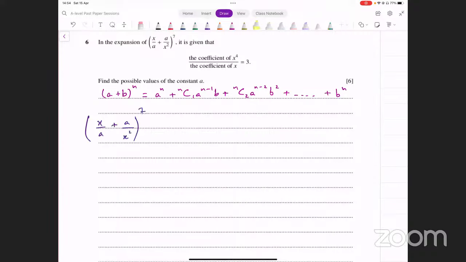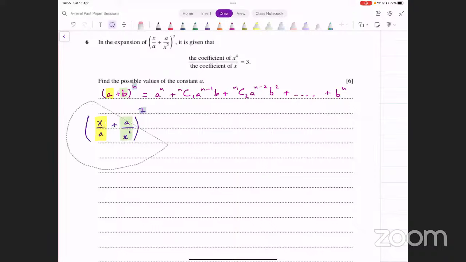So in place of a in the formula, we have x over a, right? Of course, this a and this a are different. The a in the formula and this a are different. So in place of that a, you have to put x over a in the formula. In place of b, you input a over x squared, and in place of n, you put 7. That's all that you have to do.